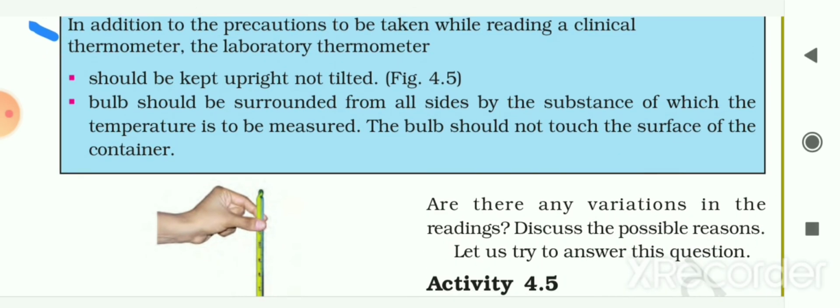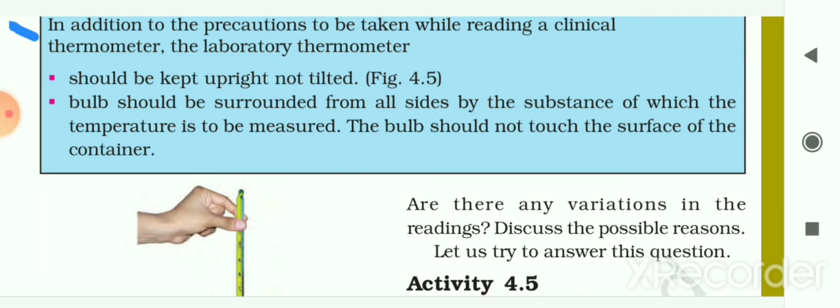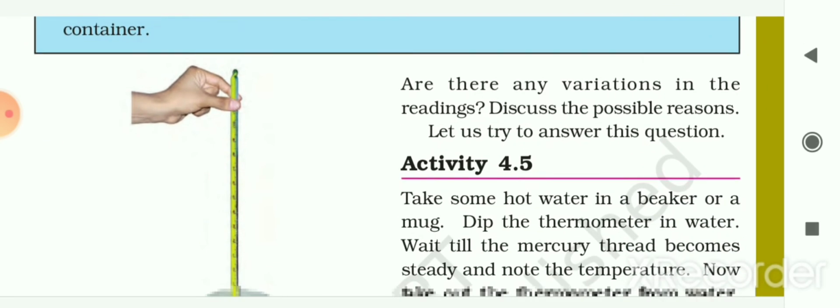The next precaution is that the bulb should be surrounded from all sides by the substance whose temperature is to be measured. In our case it is water, so the bulb should be surrounded by the water whose temperature we have to measure, and the bulb should not touch the surface of the container. So these are the precautions. If you don't follow these precautions, then there is a variation in your temperature measurement.